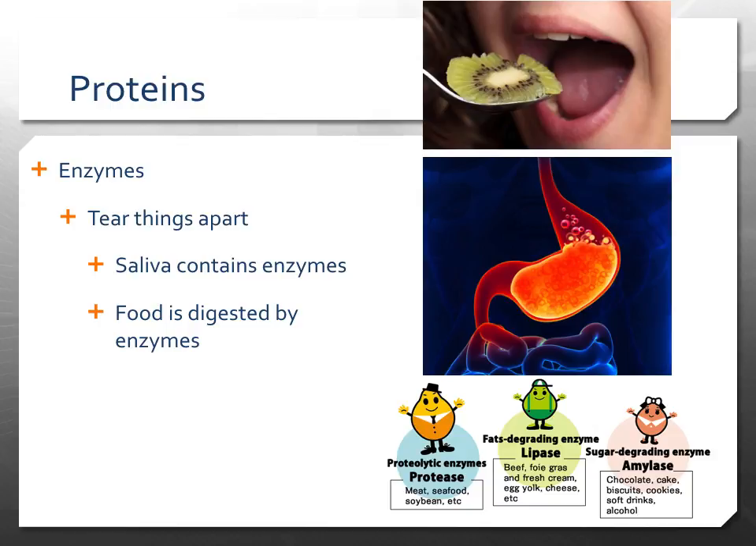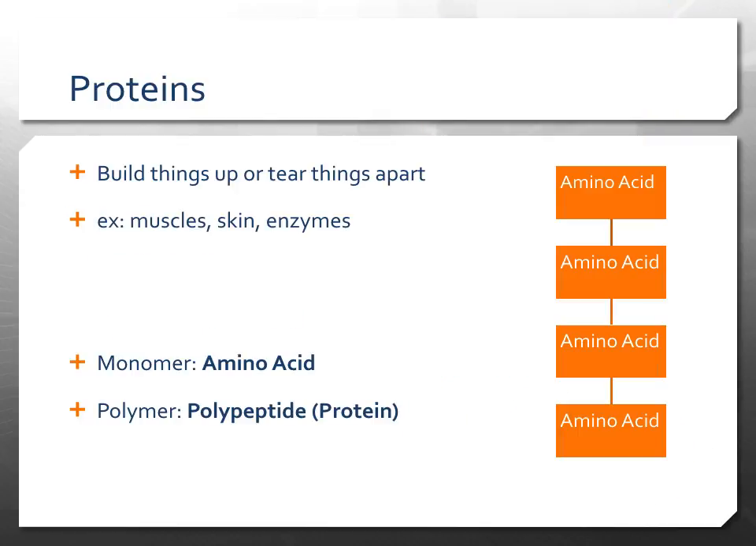So proteins have two specific jobs. They either build up the structures in our body or tear things down into simpler things so that our body can use them again. Okay, again, as a review, proteins build things up or tear things apart, and the building block of proteins is amino acids.